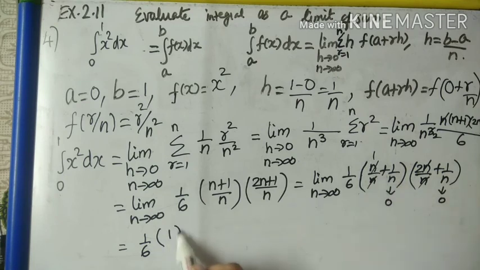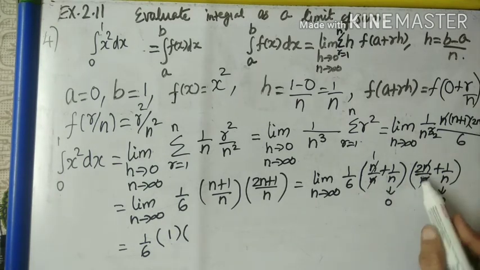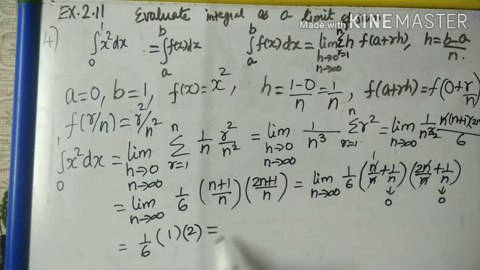Here there is a 1. This is 0. Forget it. Here there is a 2. So what is my final answer? 2 by 6 means it is 1 by 3.